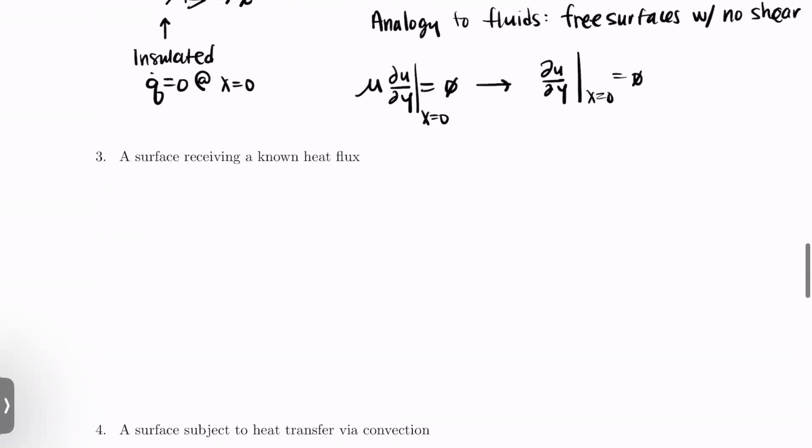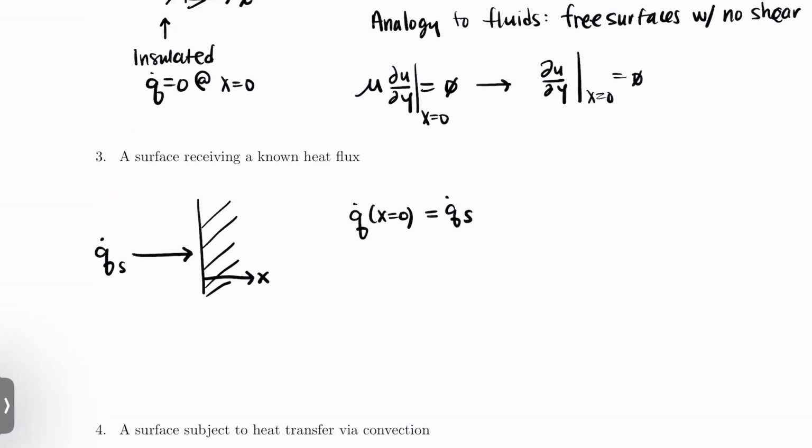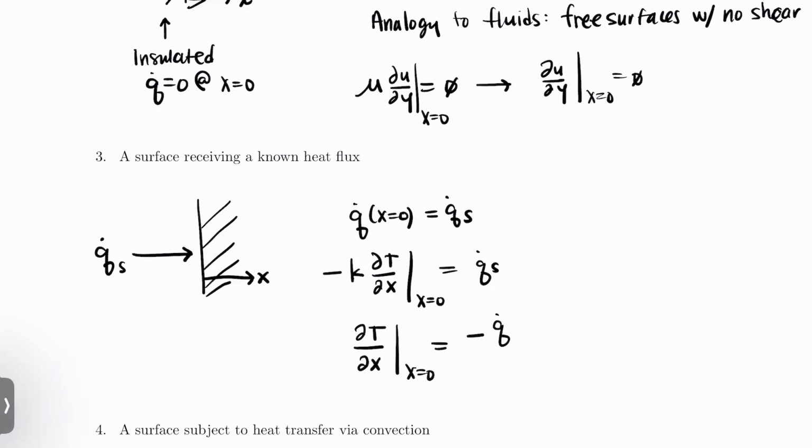Okay. We could also say that there's a surface receiving a known flux. So if this is our surface, here's our x coordinate system. We're saying there is a q dot s that's applied here. So we would say that q dot at x equals 0 is equal to q dot s. Q dot is just k partial T partial x, and we're saying this is at x equals 0 and it's equal to q dot s. So now we have another condition for the derivative of temperature at x equals 0, but now it's not 0, it's q dot s divided by k, and we pick up that minus sign.